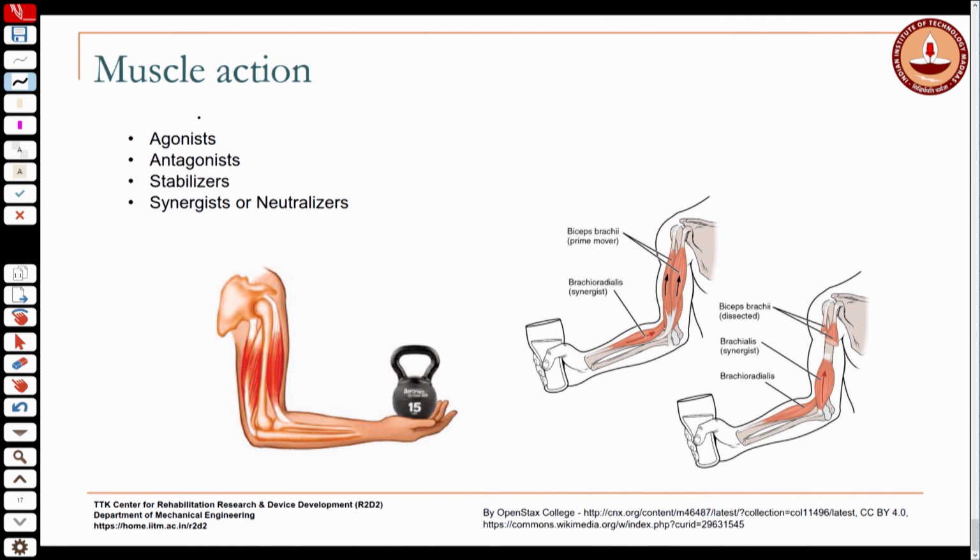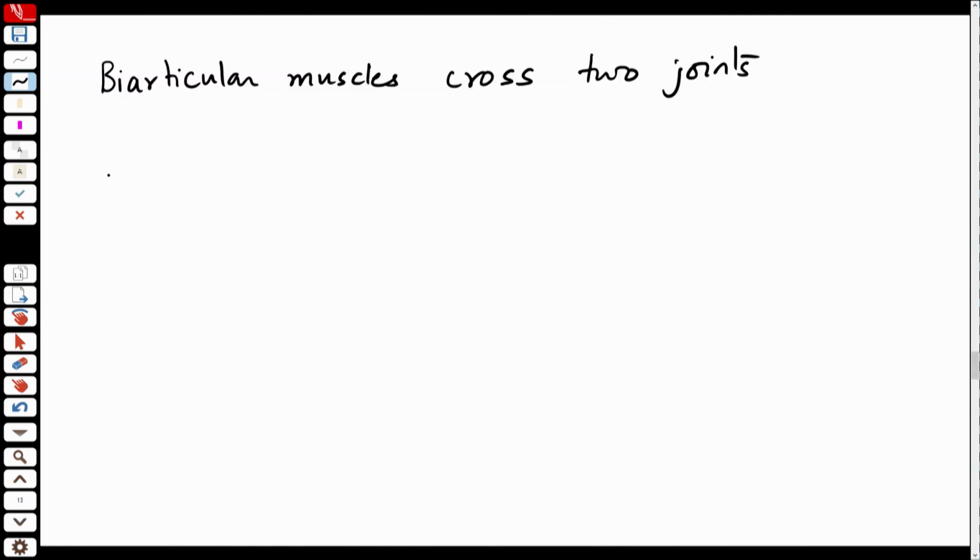So now you know what is concentric action, eccentric action and isometric action. There is some terminology. Muscles are referred to based on the activity they are performing. Some terminology that is used to describe the muscle action: when a certain action is performed, you may call some muscles the agonists, stabilizers, or you also have synergists or neutralizers. I will explain these terms.